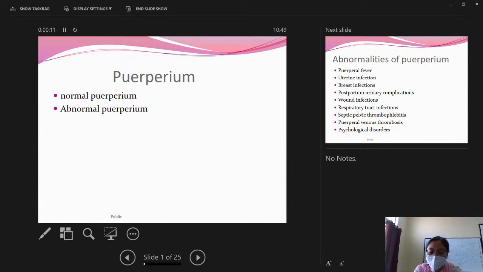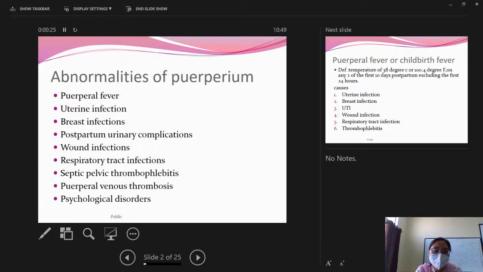Okay, puerperal. Good morning, everyone. Today the topic given to me is puerperal sepsis. So everybody knows that puerperium is the time after the delivery, up to 6 weeks. It can be a normal puerperium or it can be an abnormal puerperium. In an abnormal puerperium, there is infection involving various systems.